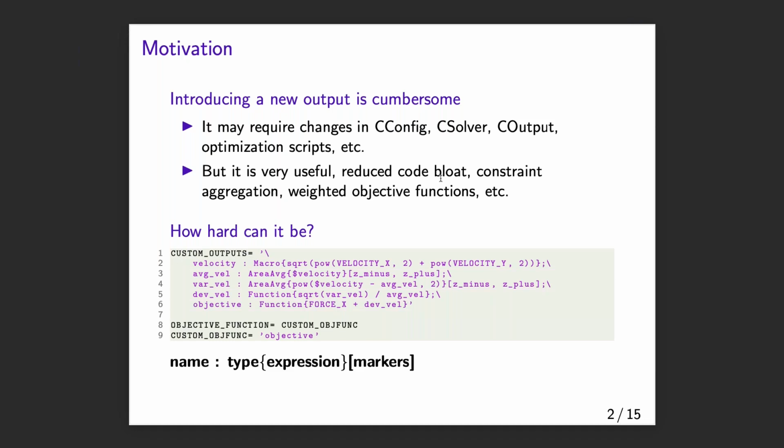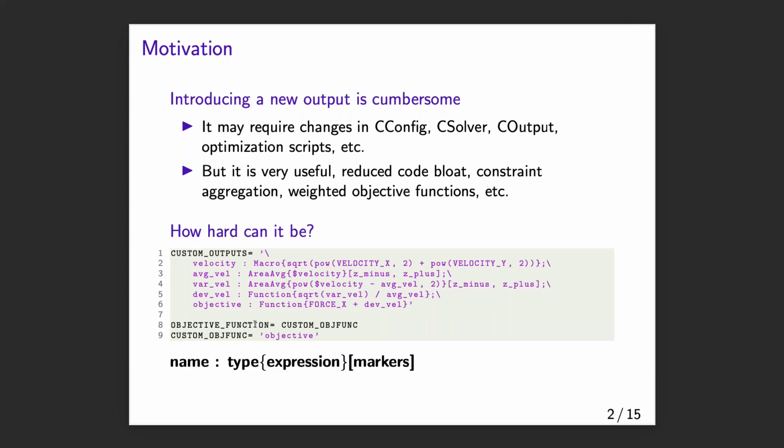So it reduces code bloat by not having to introduce a bunch of functions that then all the community needs to carry. It lets you do clever things for optimization like constraint aggregation or weighted objective functions. And so it's just the type of thing that leaves you with the question, how hard can it be to just implement something like this? So just being able to write some string with some expression of the solver variables or of other outputs, and just compute some area averages, mass averages, and so on.